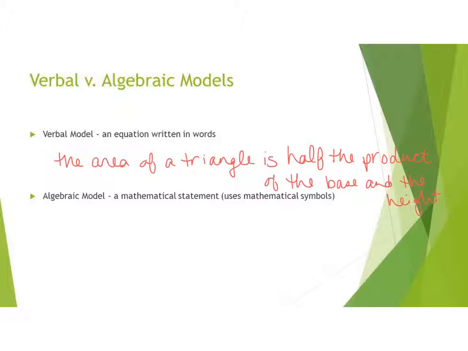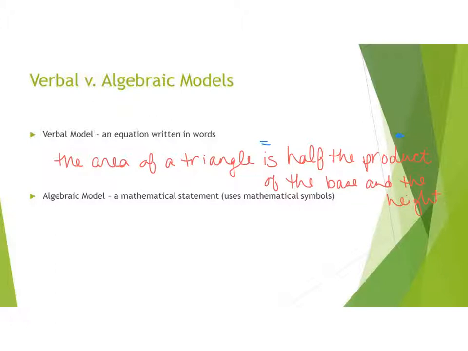And you can shorten your verbal models if you want to. Instead of saying "is," say "equals," and instead of "half the product," you could say "times." You can actually put in your operations, but the variables stay as words, whereas your algebraic model uses mathematical symbols.